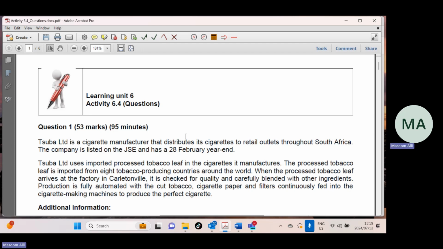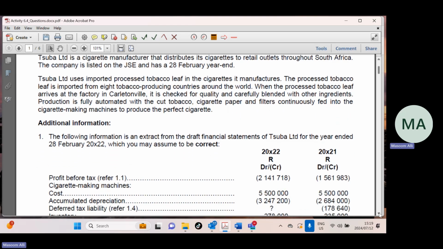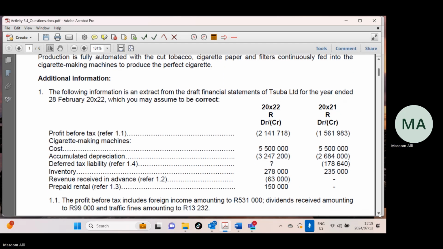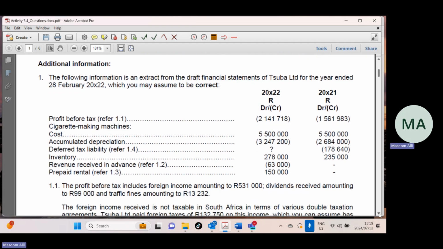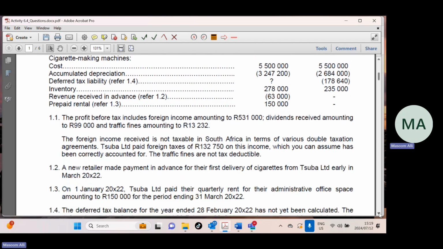Firstly, developing a way of answering it and working through it so that we can actually come to a proper understanding of what it is you need to be doing when you are attempting a question in accounting, especially when it's an integrated question like this. You would notice that this one has quite a bit of information, and various different things as well.